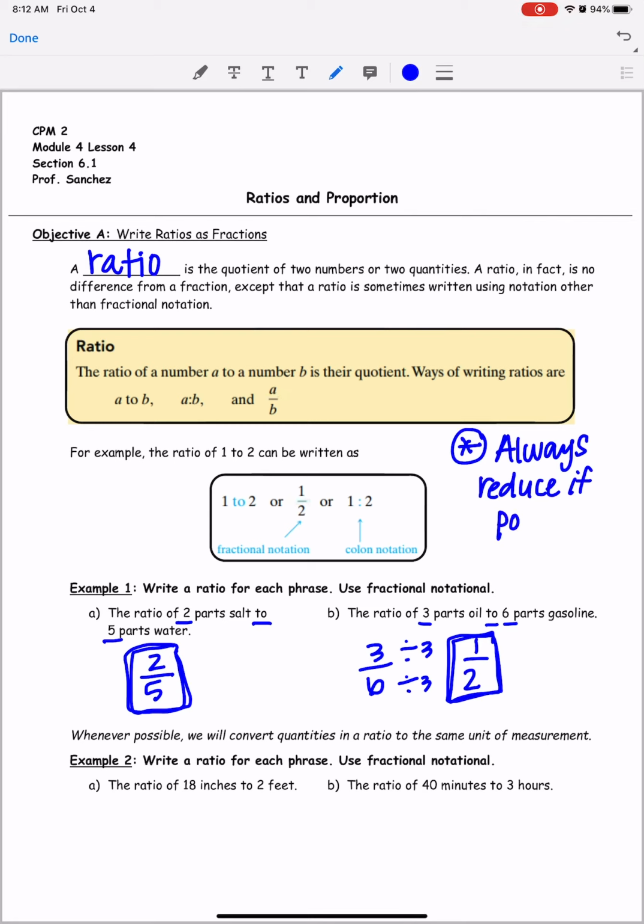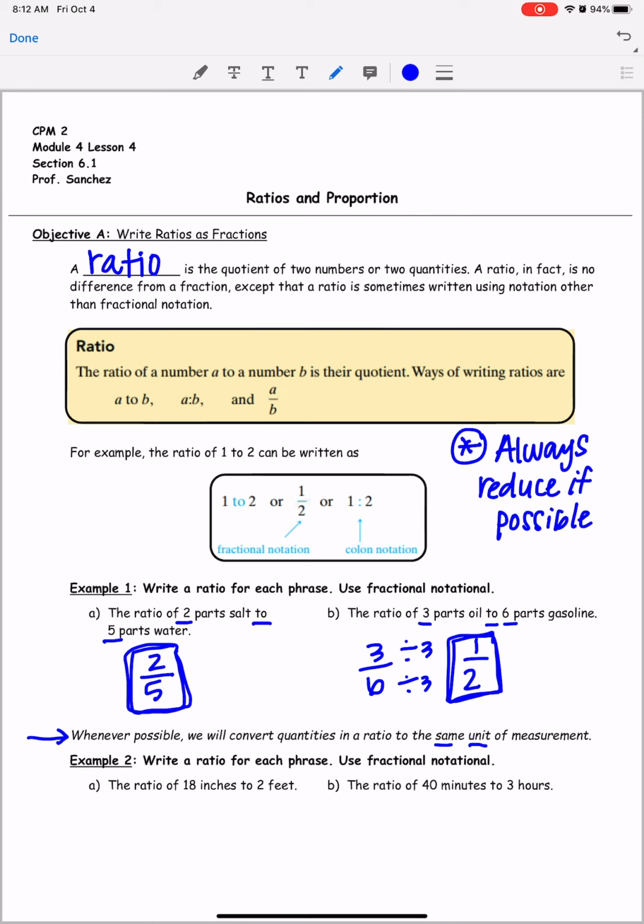Notice my instructions don't say write it as the simplest ratio, right? From now on, anytime you're dealing with fractions, this is always the rule. If you can reduce them, you need to. Now, for example 2, I have this little helpful hint that says, whenever possible, we will convert quantities in a ratio to the same unit of measure.